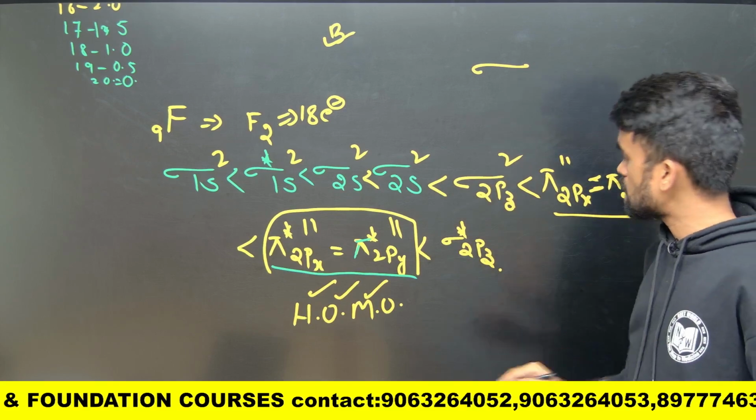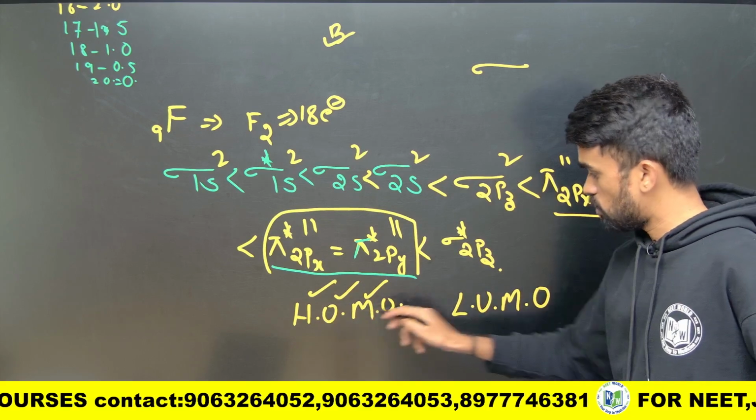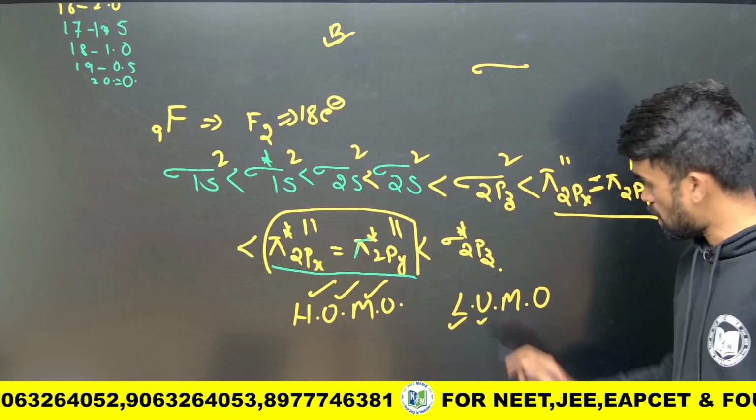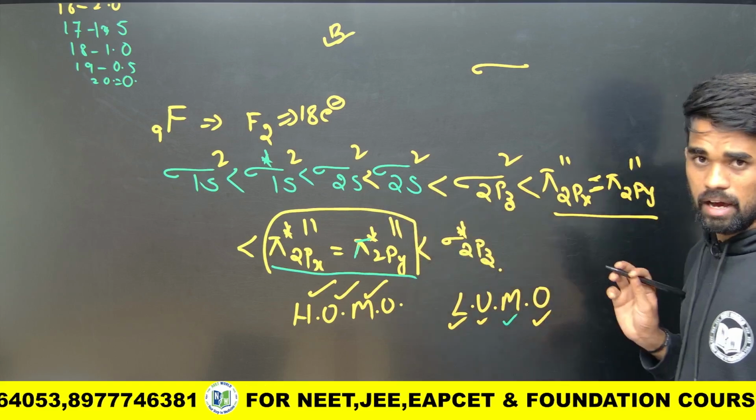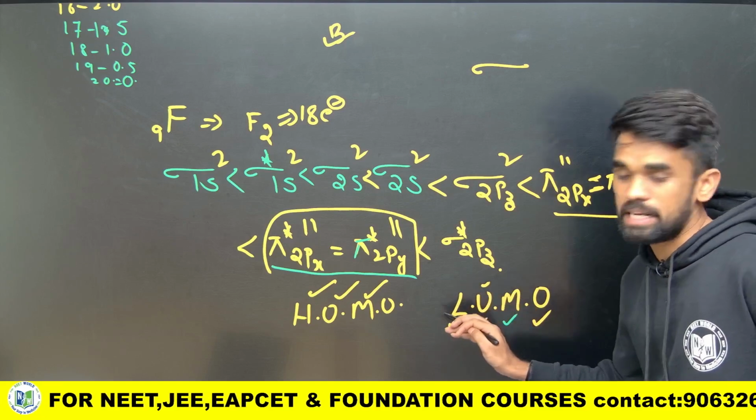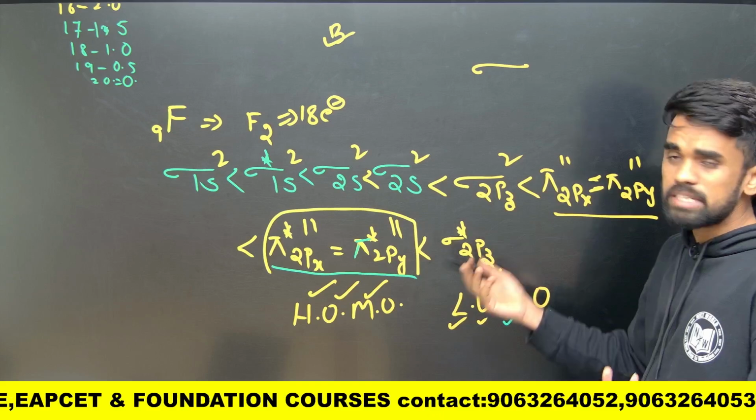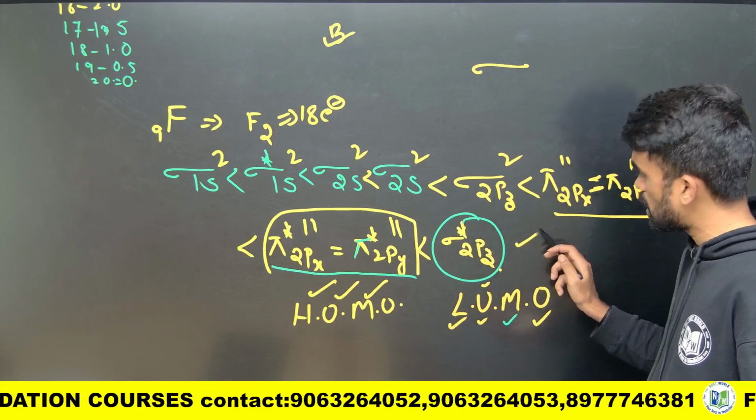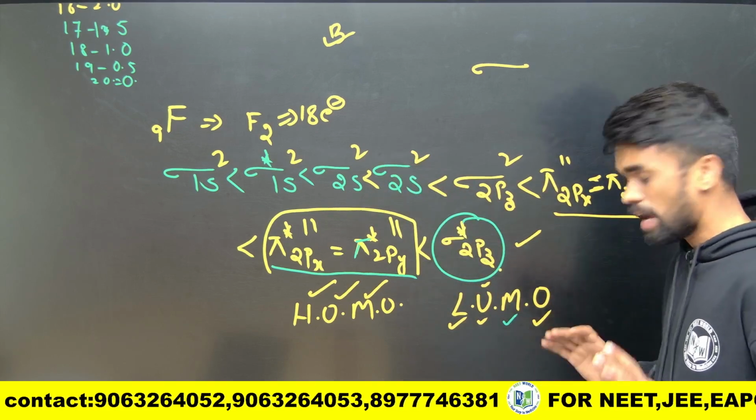And if they ask for LUMO in the next exam, what do we mean by LUMO? This is HOMO, this is LUMO: lowest unoccupied molecular orbital. The orbital which is unoccupied with the lowest energy, it should be of lower energy and it should be unoccupied. Out of this, up to here it is occupied. So this is the only orbital we have which is not occupied. So this will become its LUMO. What is the LUMO orbital for the F2 molecule? Sigma star 2pz. I hope it is clear.